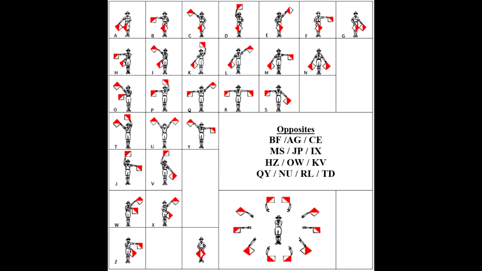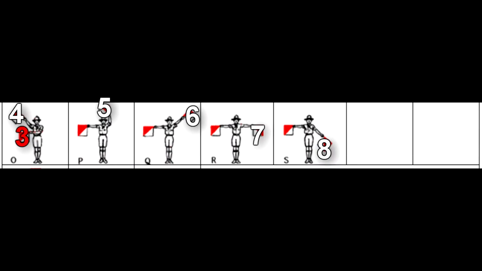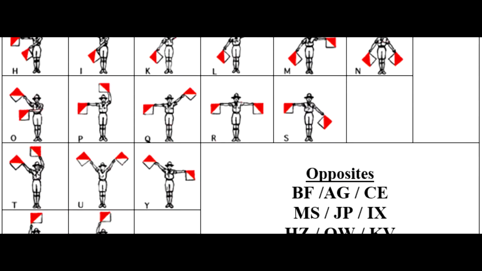Okay. Next series, similar pattern. O through S, and you get the pattern. My stationary hand will be in position 3, so 90 degrees, and then for the letter O, my moving hand will be in position 4. Then for P, the moving hand should be in position 5. Then it makes its way through S.